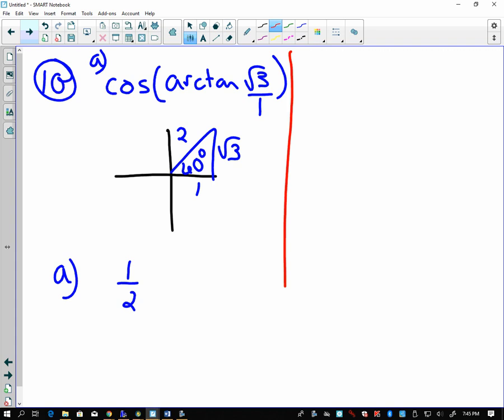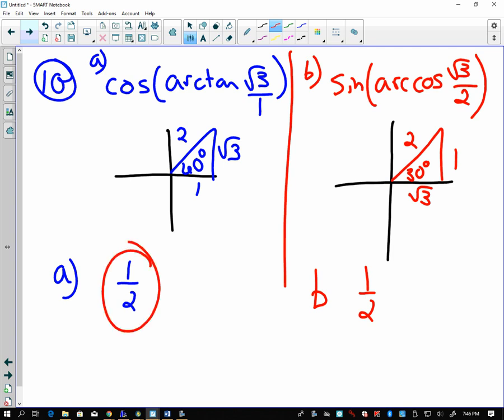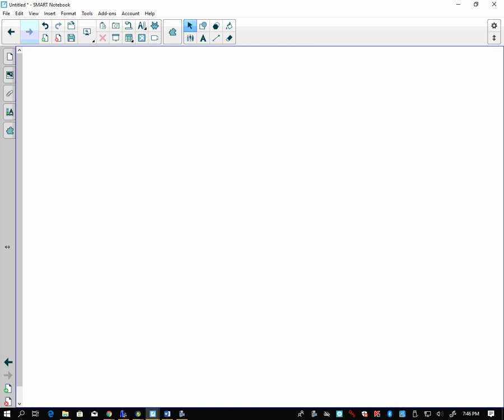Let's look at B. Sine of arccosine radical 3 over 2. Graph it. Cosine is adjacent over hypotenuse. So my adjacent is radical 3, my hypotenuse is 2, which means that must be 1, which means this is 30 degrees. But I just want the sine. Sine from that reference angle is opposite over hypotenuse. So that means B is 1/2. So these are my answers for 10. Okay, 11, down the downhill slide now.